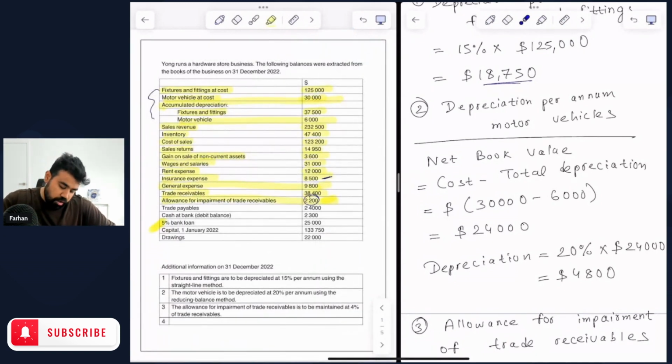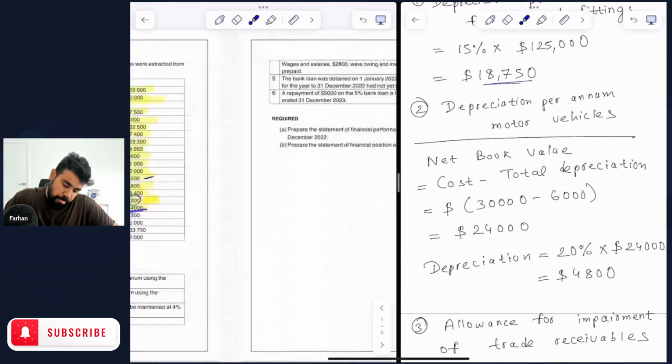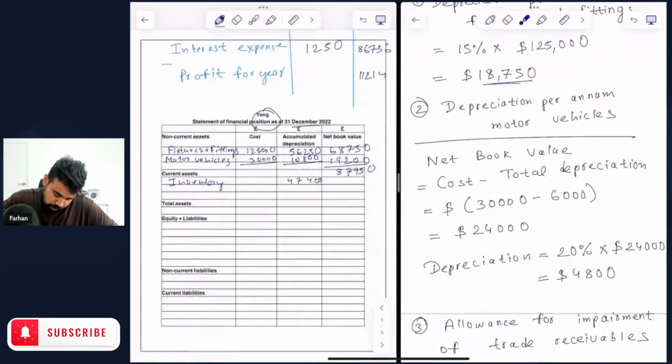Then we got the trade payables, which is not a current asset, but a current liability. Why are trade payables a current liability? These are the obligations. These are the credit suppliers from whom the business purchased inventory on credit with a promise to pay back. We classify this as a current liability because we have to pay them within the next 12 months. So let us quickly include this number in the current liability section: trade payables of $24,000.